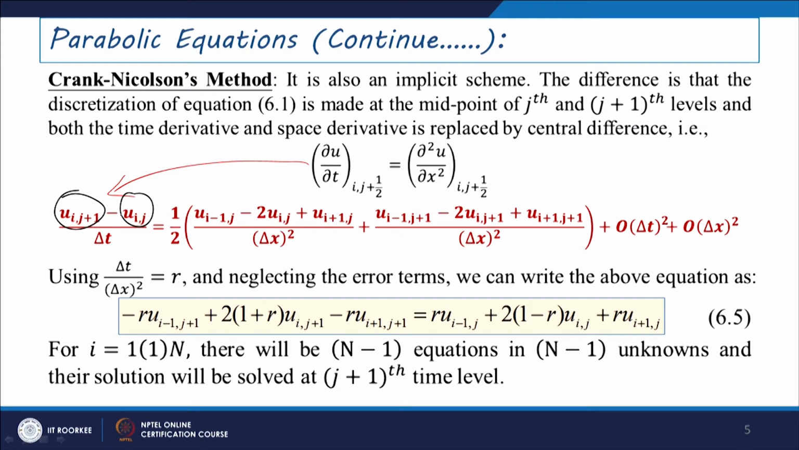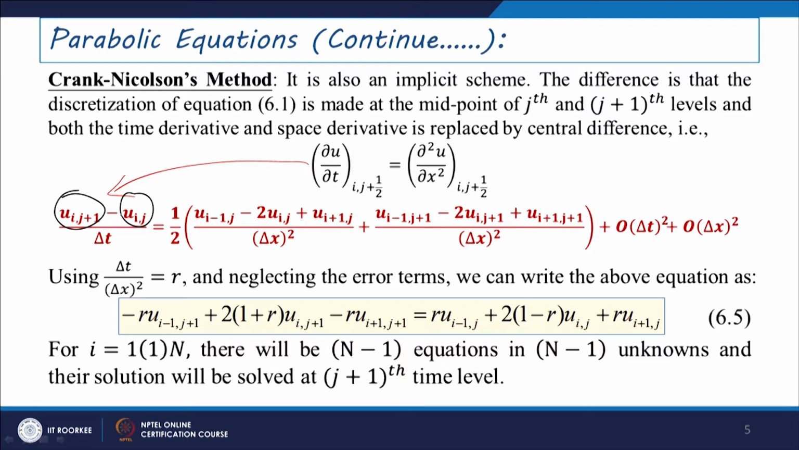And if you take the average of the space derivative term on the right hand side, it is nothing but the average of the central differences at the ijth level and the (i, j+1)th level. So, if you take the central difference scheme of del square u by del x square at the ijth level, we can write this as (u(i-1, j) minus 2u(i, j) plus u(i+1, j)) by del x square. And if you take this space derivative at the (i, j+1) point, then we can write this derivative term as (u(i-1, j+1) minus 2u(i, j+1) plus u(i+1, j+1)) by del x square.